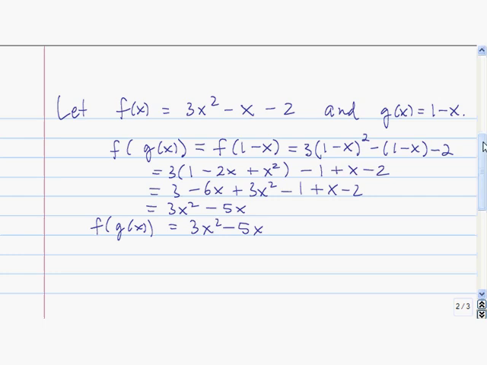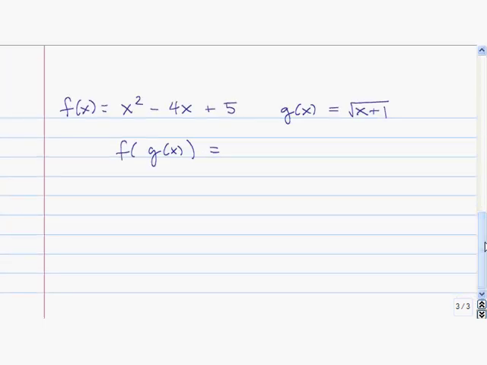Okay, let me give you one to try. Press pause while you work on it. Okay, so what you should do is take the function g of x, which is the square root of x plus 1, and plug it in for each of these x's. So we get the square root of x plus 1 squared minus 4 times the square root of x plus 1 plus 5.